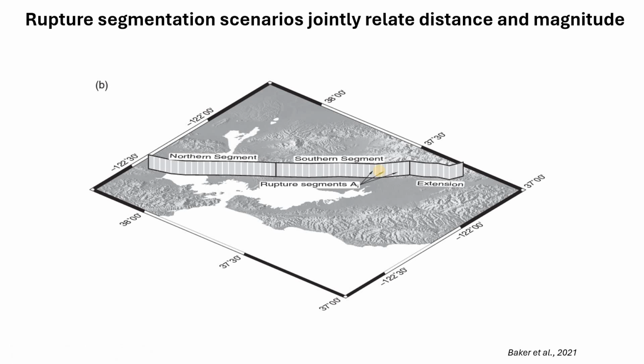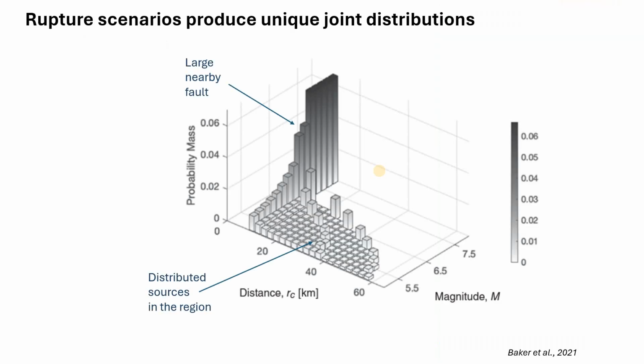And so what we can do in these different rupture scenarios is we can develop statistical models that predict what the likelihood is of a rupture of some magnitude at some distance from the site. And this yields what's called a joint distribution. And this is a really cool plot. We have distance on this axis and magnitude on this axis. And the height of the bars represents essentially the probability of some rupture scenario of such and such magnitude and such distance from the fault.